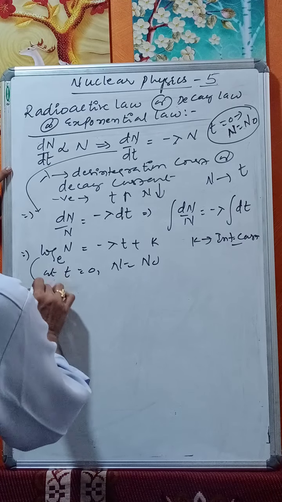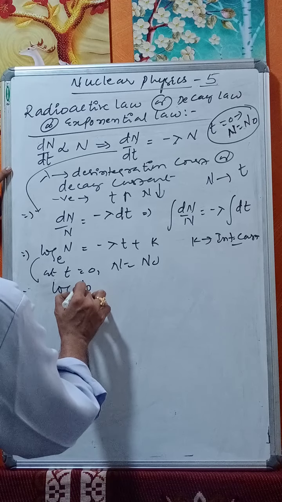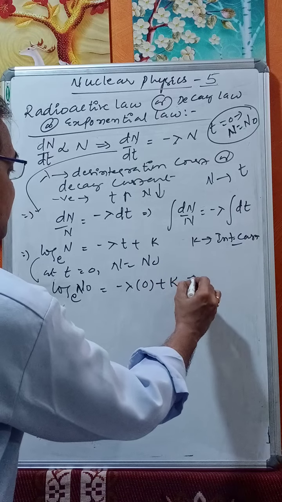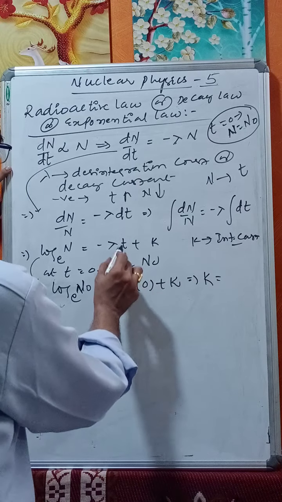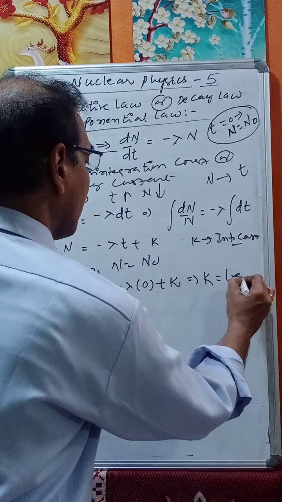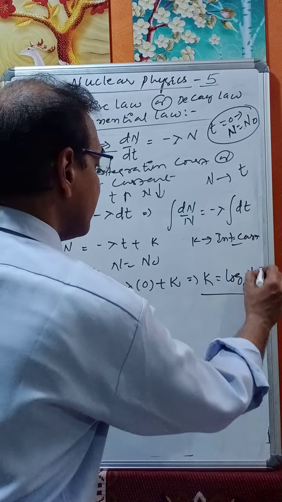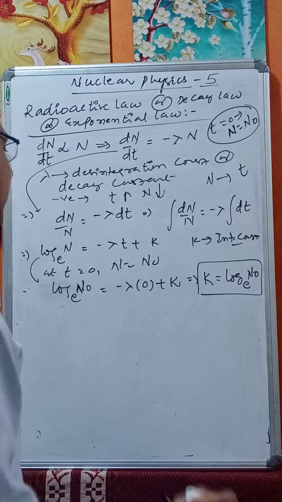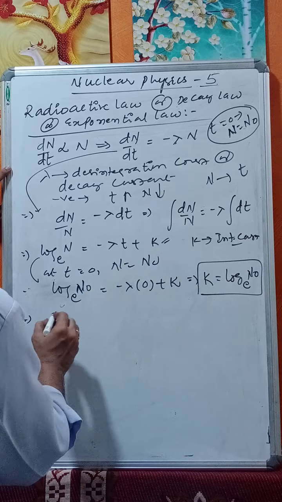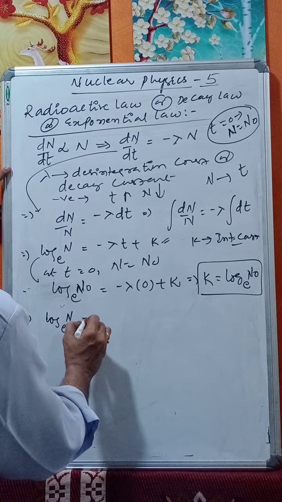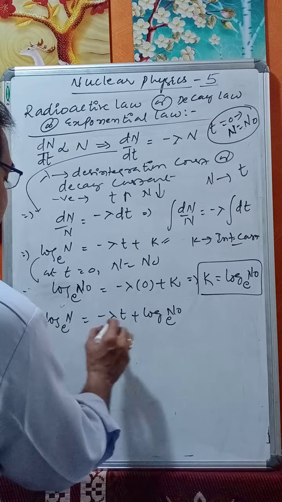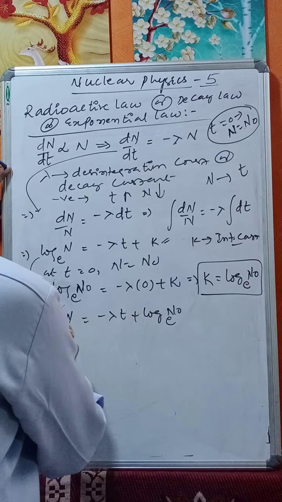We have to put this in this equation. Log N naught to the base e is equal to minus lambda into 0 plus k. T is 0, N is equal to N naught. This implies k is equal to log N naught to the base e. So the value of k is log N naught to the base e. Now this equation becomes log N to the base e is equal to minus lambda t plus log N naught to the base e.